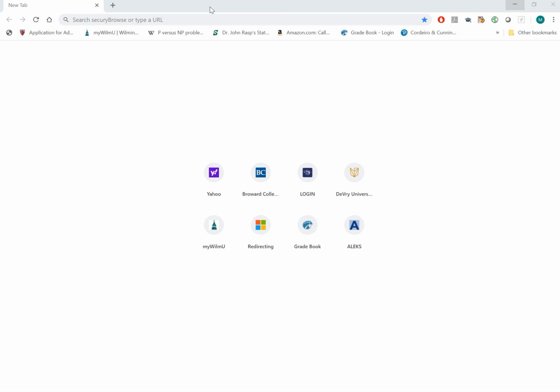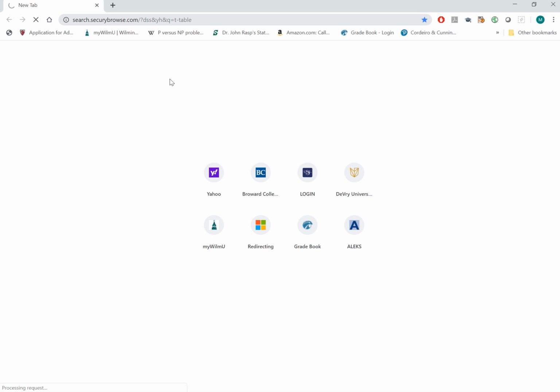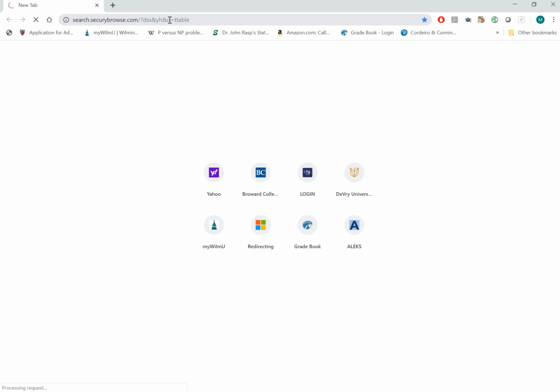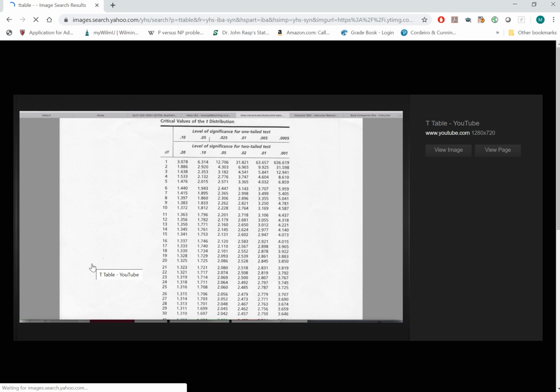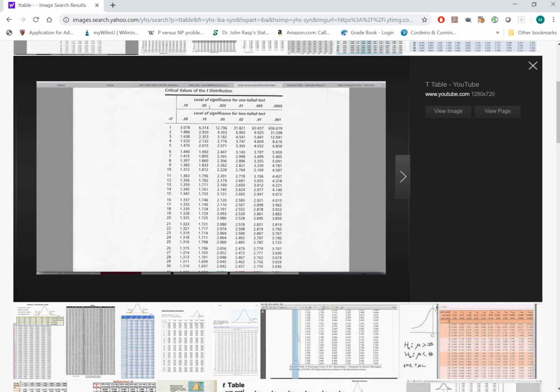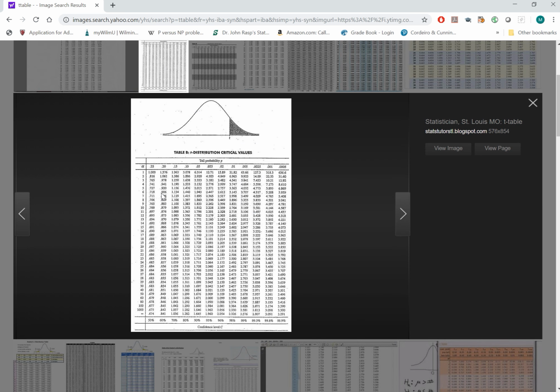All right, so I'm going to go here, and we're going to look at a t-table. There's several t-tables that we can use. Some are easier to follow, or at least to read, than others. Okay, let's try this one. Since we have 35 data points, we would need one that shows more than that. Let's see if that one shows better. Okay, this one goes between 30 and 40 degrees of freedom.